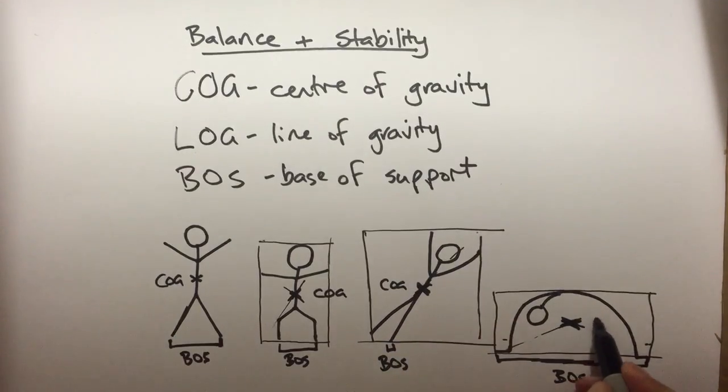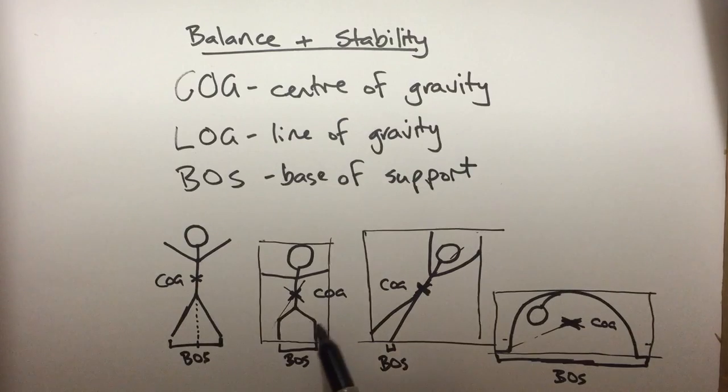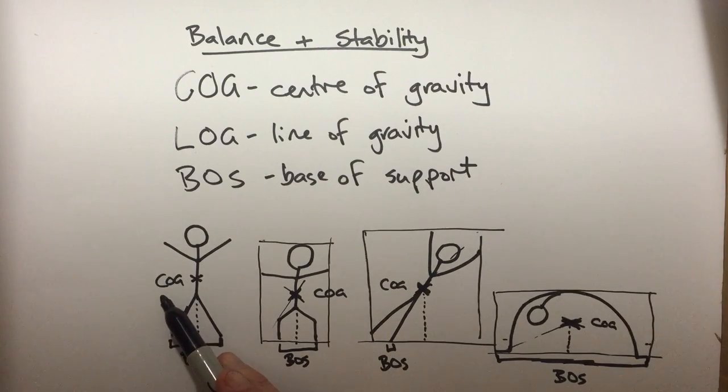COG and COG. Now, the next thing is to identify the LOG. Now, that is the line of gravity. It falls from the centre of gravity directly straight down. It always falls straight. It never falls on an angle. So we always draw it straight down. And then we're going to talk about the line of gravity relating to the base of support, and we can also add some information about the centre of gravity to decide whether a person is stable or unstable.